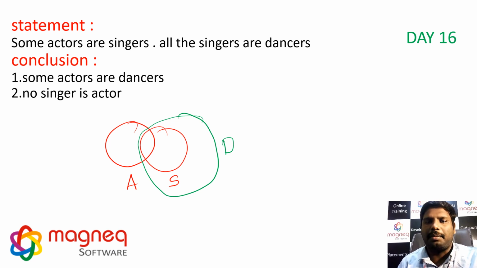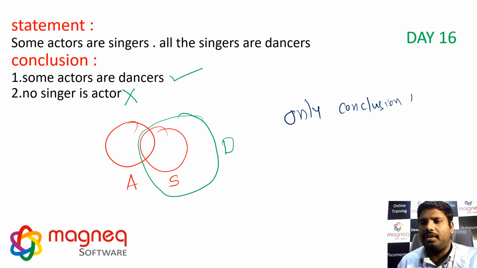Conclusion 1. Some actors are dancers. There is a relation. So first one true. Second one, no singer is actor, but there is a relation, so false. Answer: only conclusion 1 follows.